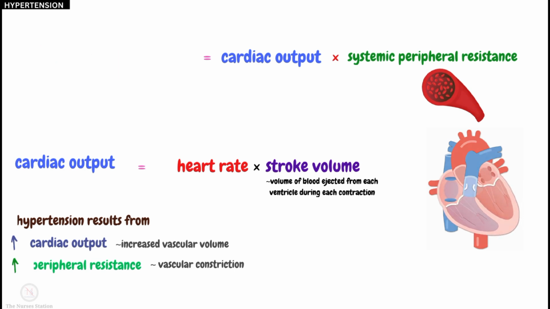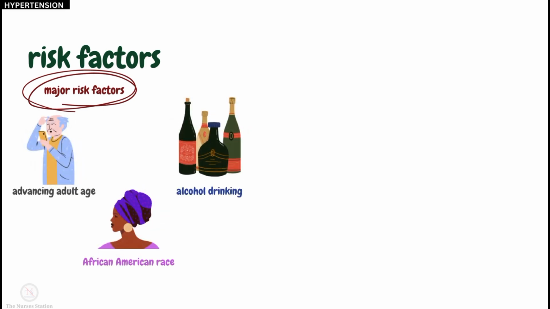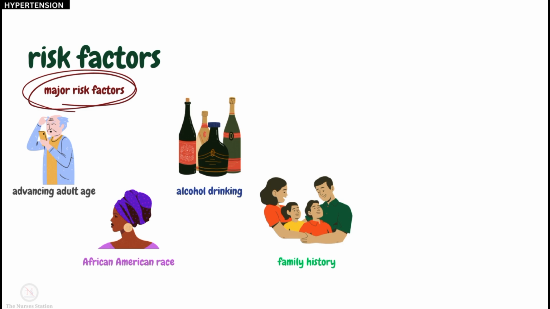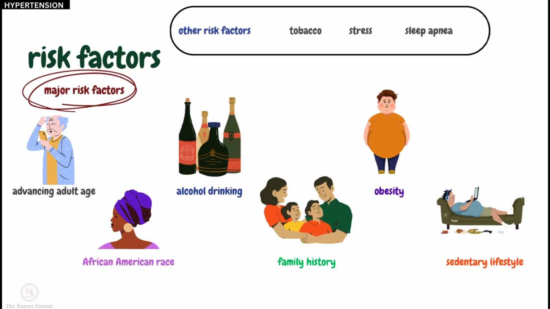Coming to the risk factors of hypertension, the major risk factors are advancing adult age, African American race, alcohol drinking, family history of hypertension, overweight or being obese, and sedentary lifestyle. Other possible contributing factors include use of tobacco products, stress, and sleep apnea.